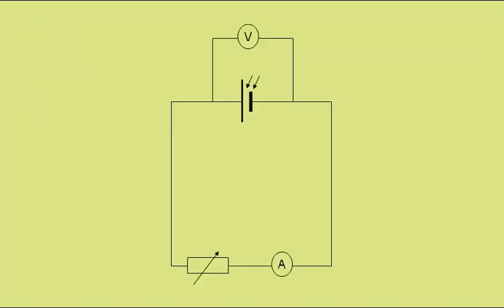Using a circuit something like this, with a voltmeter placed across our solar cell and an ammeter in series with a variable resistor, we can find the characteristics of the solar cell, or the current and potential difference it can provide at various different light intensities.